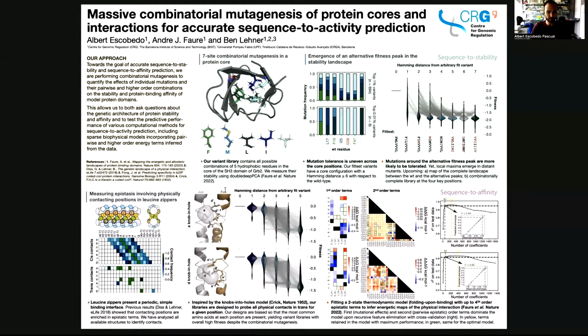In the second part of the project, we are combinatorially mutagenizing several positions in the leucine zippers and all the contacting residues, and we have been able to infer the energetics of mutational effects and also pairwise epistatic interactions that we have used to build highly accurate predictors for binding affinity.